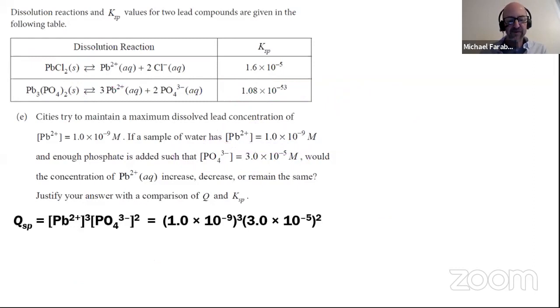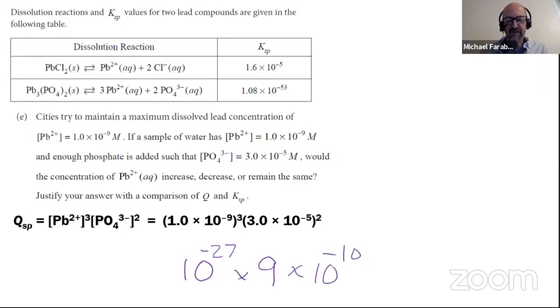All right, plugging in the numbers. And again, don't forget we have the expression here for KSP, just using the numbers we have. 1.0 times 10 to the negative 9, raised to the 3rd power. That part's a power to a power, which means you multiply the exponents, so we have 10 to the negative 27. Over here, we have 3 times 10 to the negative 5th, squared. So 3 times 3 is 9, and 10 to the negative 5th squared would be 10 to the negative 10.